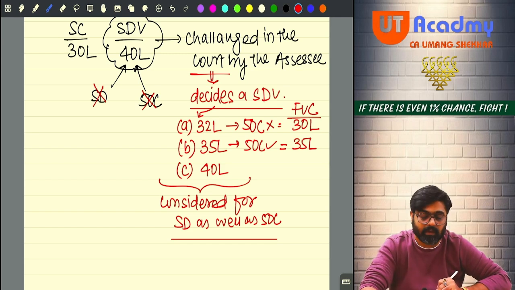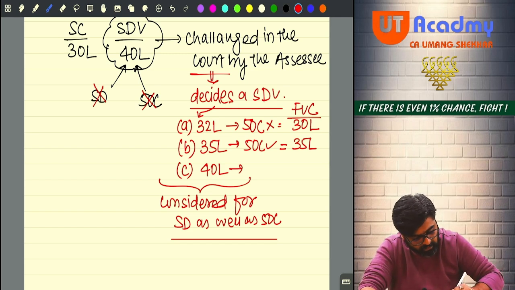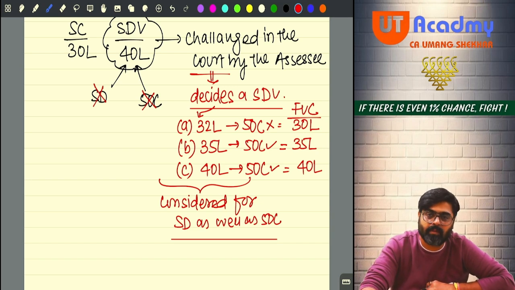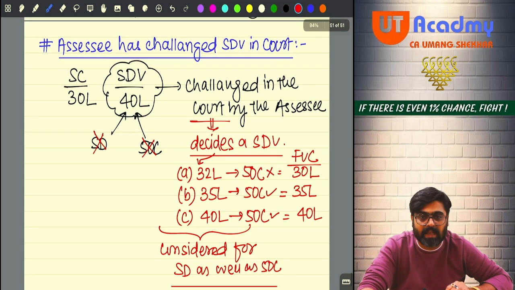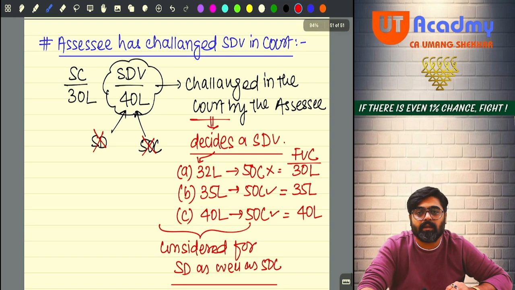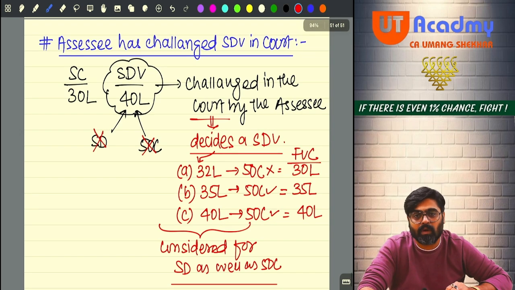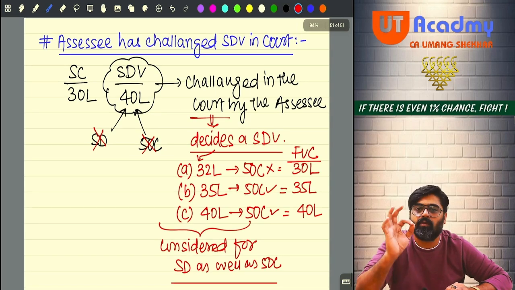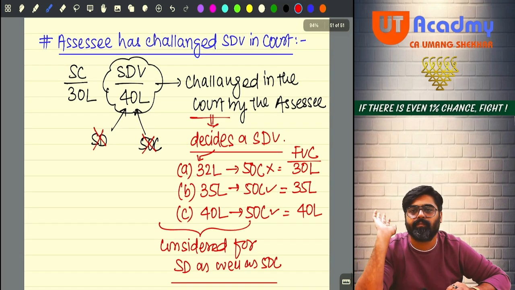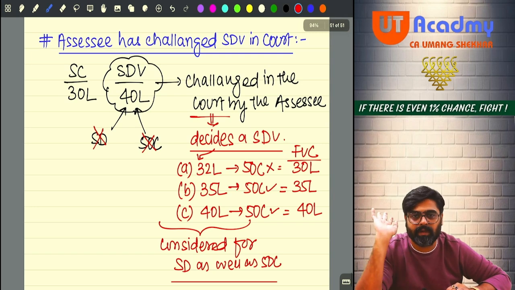Now tell me, if the court says 40 lakhs, then also 50C will be applicable. And in that case, 40 lakhs will become your full value of consideration. Will you remember this? This was your story number 2. If the assessee does not accept the stamp duty value, and has challenged that stamp duty value in the court, then the stamp duty value decided by the court will be treated as the stamp duty value for the purpose of section 50C. Only that stamp duty value can be taken.